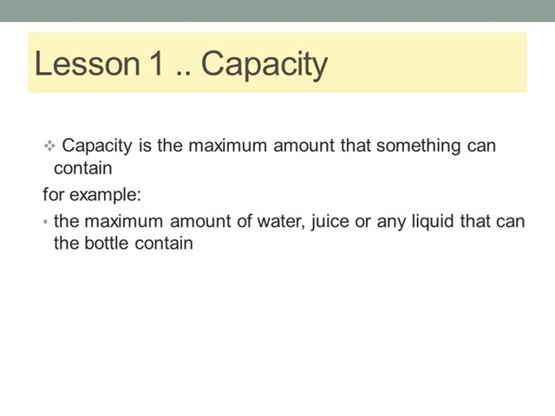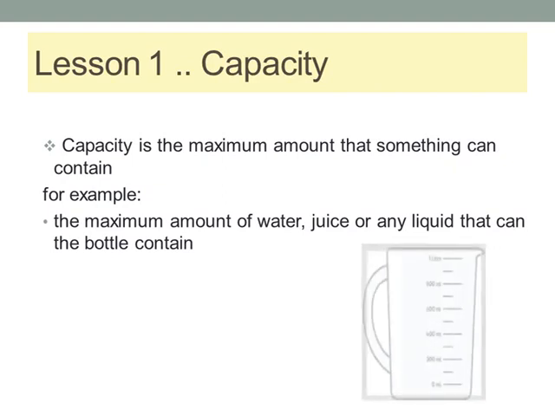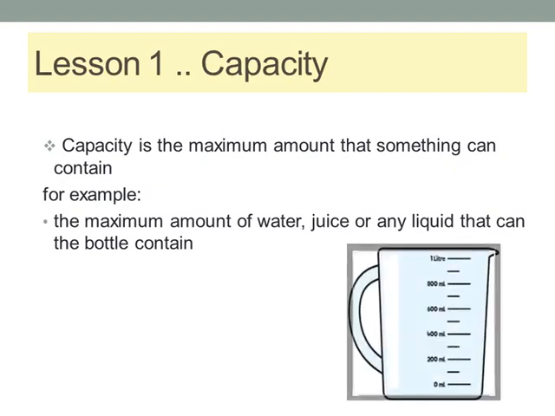Okay? And I want you to look at this picture. This picture is called a measuring cup. And as we noticed here, there are a lot of numbers on this measuring cup. From down there we have 0, 200, 400, 600, 800, and the last number on the measuring cup is 1 liter. That means the maximum amount of any liquid we can put in this cup is just 1 liter of the liquid. It means that its capacity equals 1 liter.